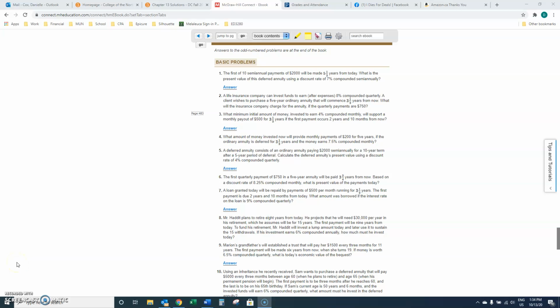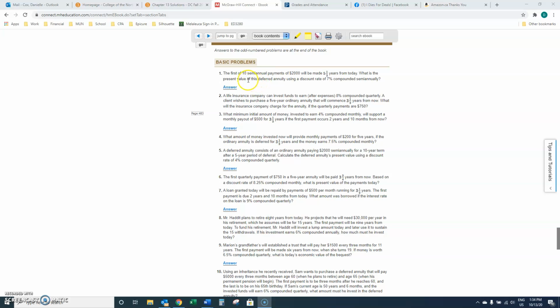Okay, now we're going to take a look at problem 1 in exercise 13.1. The question is, the first of 10 semi-annual payments of $2,000 will be made 5.5 years from today. What is the present value of this deferred annuity using a discount rate of 7% compounded semi-annually?